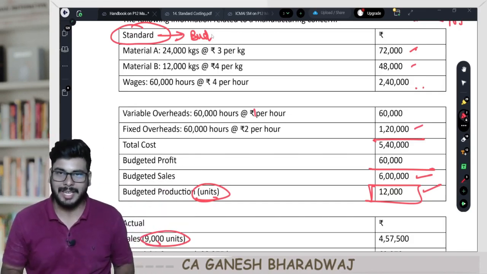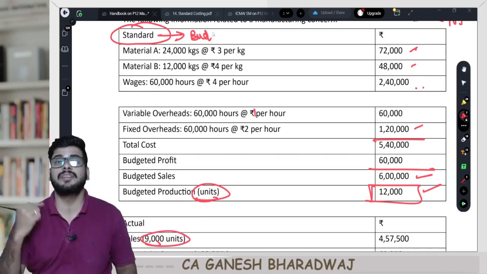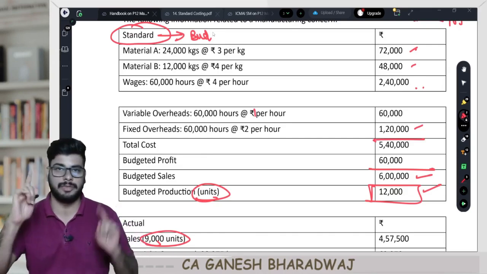Fine. It is not like that. It is pertaining to a different volume level. So clearly it's a budgeted data. They have given the word standard as a trap. Clear with this, don't fall for it.